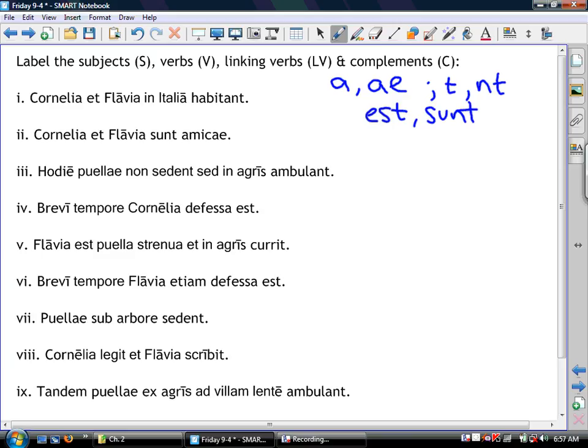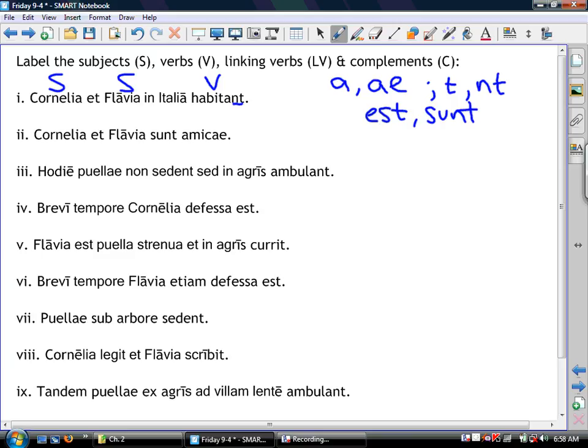So in the first sentence, we actually have two subjects, Cornelia and Flavia. Usually the subject's at the beginning, but not always. Habitant has the NT, so we know it's the verb right here. And because it's not est or sunt, it's a regular, normal type verb. We have no complement.